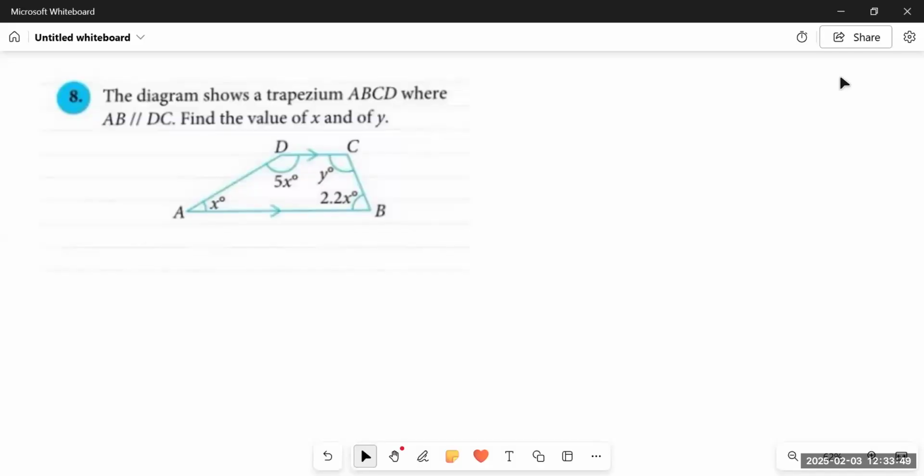Okay, students, in question number 8, we are provided with another type of quadrilateral, which is a trapezium. All we know about a trapezium is that it is a special type of quadrilateral where we have only one pair of parallel sides. That's it. Apart from this, we have no properties available for a trapezium.